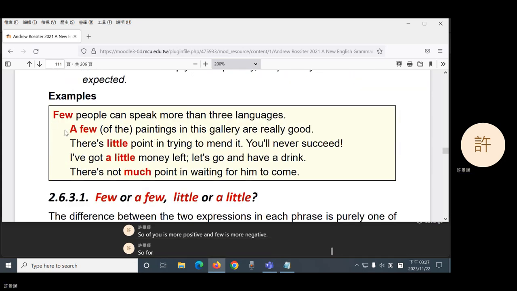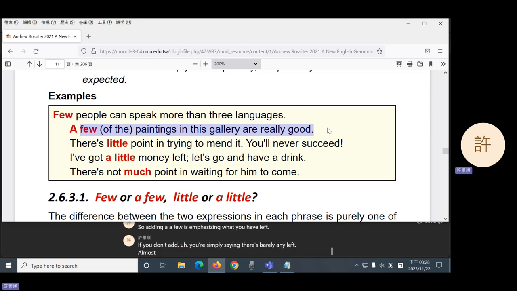So for example, this is a good one. A few of the paintings in this gallery are really good. So you're saying, oh, this one is pretty good, that one is pretty good. I remember the good ones. There are not many, but I remember which ones are good. If you simply say few of the paintings in this gallery are really good, you're not counting. You're just saying most of them are trash. Right? So adding a few is emphasizing what you have left. If you don't add a, you're simply saying there's barely any left, almost nothing, almost none.